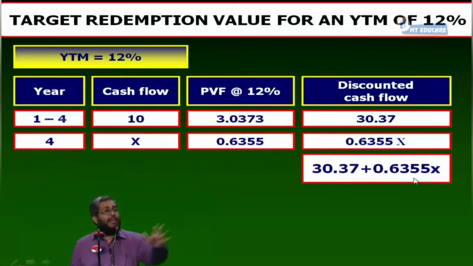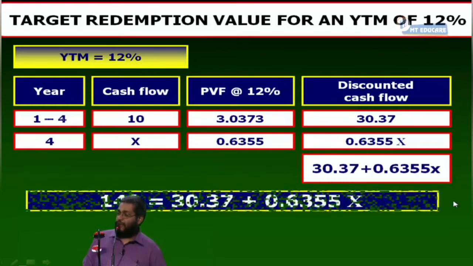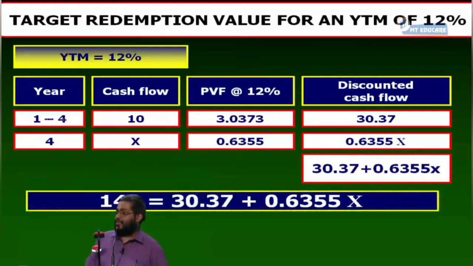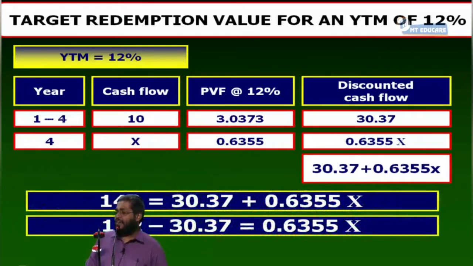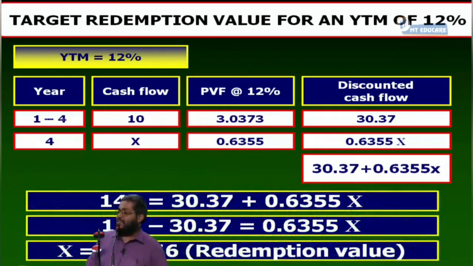Yes or no? If I discount the bond cash flows using the YTM, I should get the bond price. What is the price of the bond here? The present value of the future cash flows discounted at the required yield. If you discount at 12%, you're getting the bond price today or not? Now this 30.37 plus 0.6355X should be equal to how much rupees? 142. 142 is equal to 30.37 plus 0.6355X. If I rearrange it, I'll get X as 175.66. That means, very simple, I buy the bond today at 142, and the bond gives me 10 rupees, how many years?